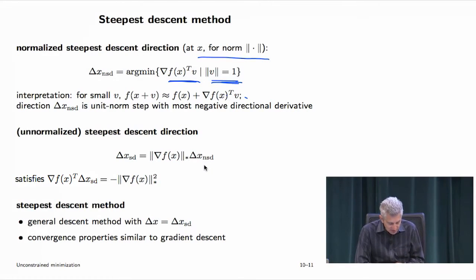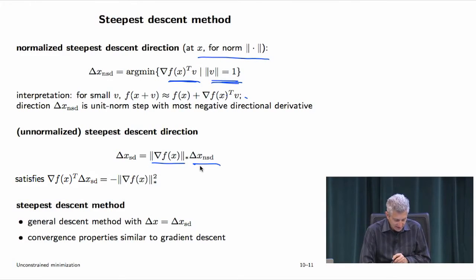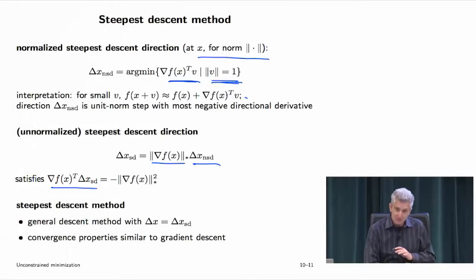Often it is unnormalized, by multiplying this vector, which has norm 1, by the dual norm of the gradient itself. That makes sure that the inner product of the gradient and the unnormalized steepest descent direction is minus the dual norm of the gradient, squared. That makes everything work with things like the 2 norm, and it agrees with the 2 norm. So the steepest descent method is basically a general descent method. You choose the steepest descent direction, and it's just like gradient descent. Basically, the summary is it works.